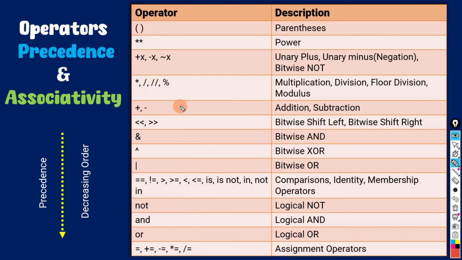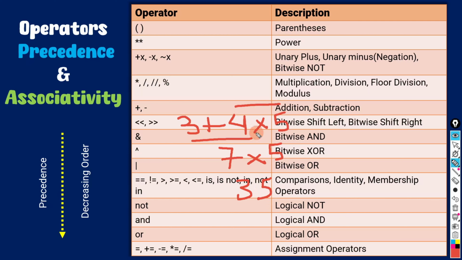Let's solve an expression. Suppose we are adding 3 with 4 and then we are multiplying it with 5. Let's simplify it. First, if we add 3 with 4, we will get 7. Then if we multiply it with 5, we will get 35. But if we first multiply 4 with 5, we will get 20. Then if we add it with 3, we will get 23. Now which is correct? Is 35 correct or is 23 correct?